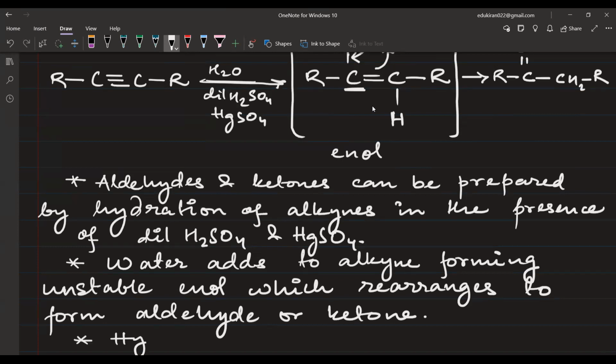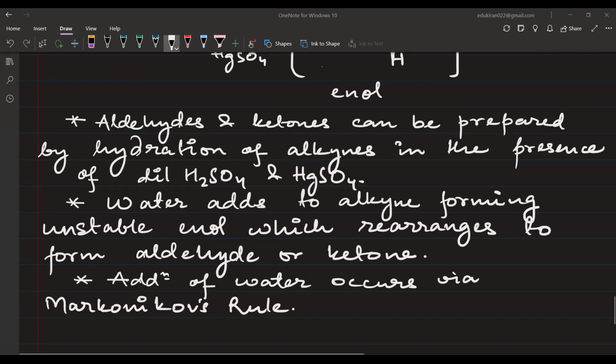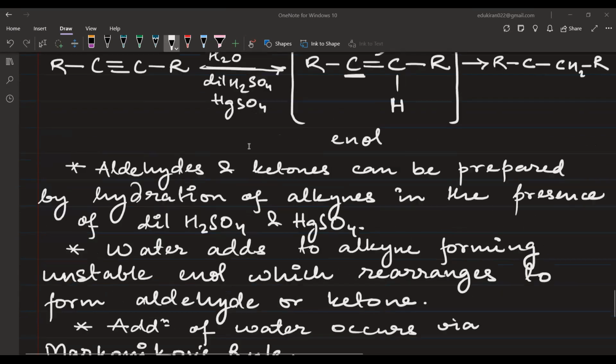Right, next point. Addition of water occurs via Markovnikov's rule. Understand the reaction well, then I'm going to give you multiple questions here, okay?